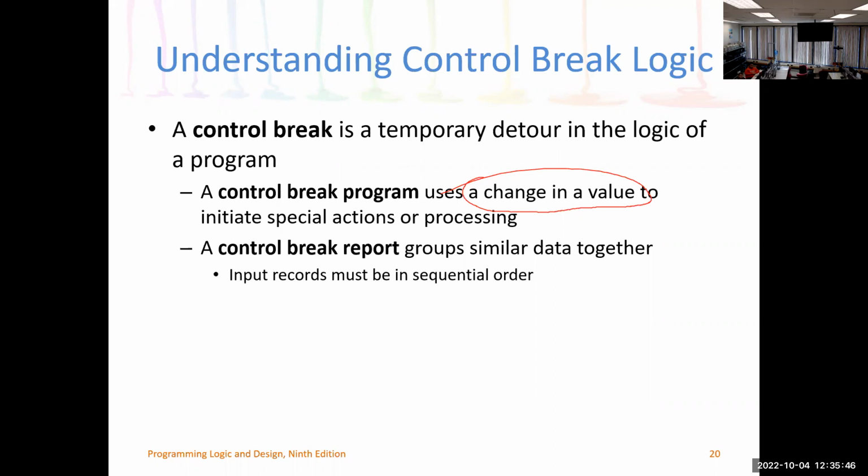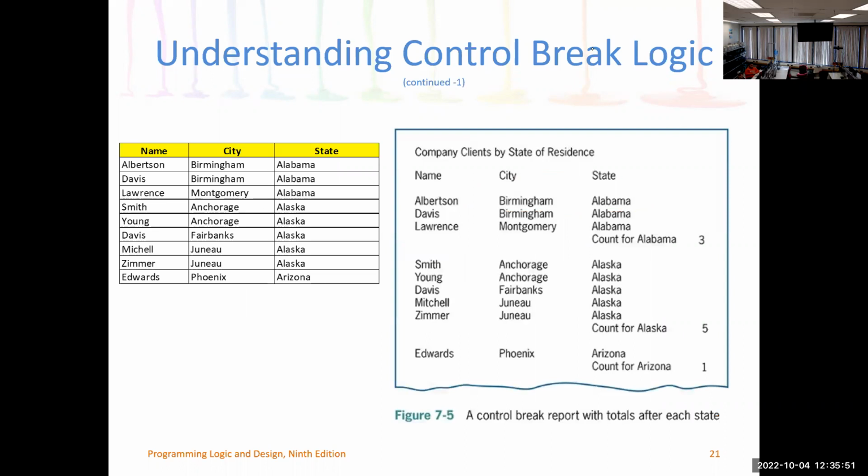Now think about this one. You have the data here. You have the name, the city, and the state. This data is already sorted in sequential order of state. You see Alabama, Alaska, and Arizona. It's always sorted in sequential order based on state. Now the program wants to do statistics to see how many employees are in Alabama, how many in Alaska, and how many in Arizona.